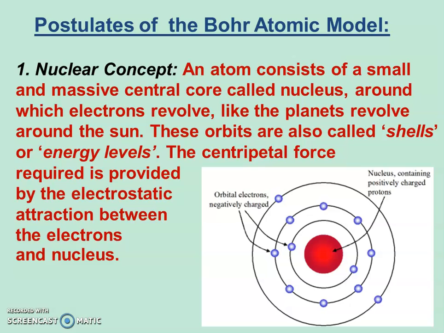These orbits are also called shells or energy levels. It means that these electrons revolving around the nucleus are revolving in a shell or energy level. The necessary centripetal force is provided by the force between electron and nucleus. The nucleus is positively charged and electrons are negatively charged. So due to electrostatic attraction force, these electrons get centripetal force and ultimately revolve around the nucleus. So this is the first postulate.